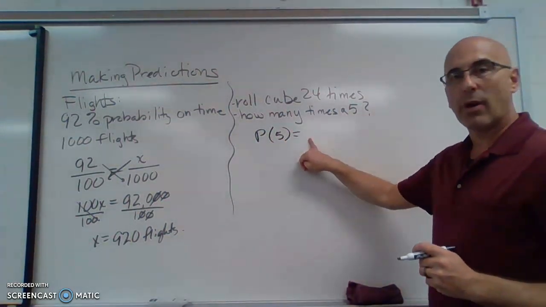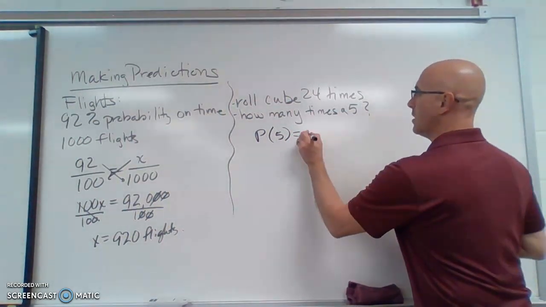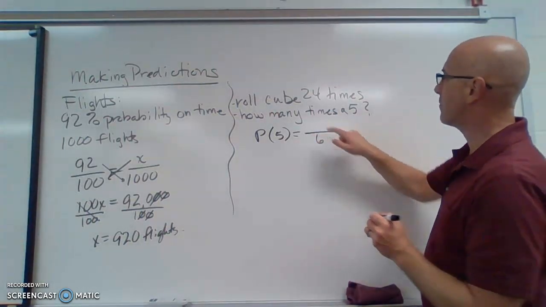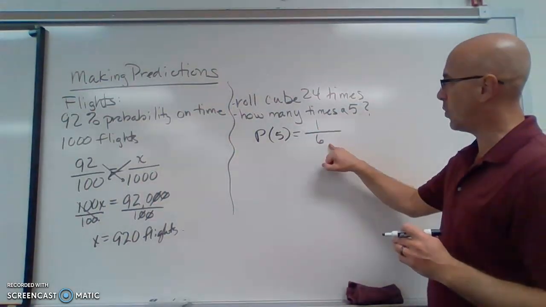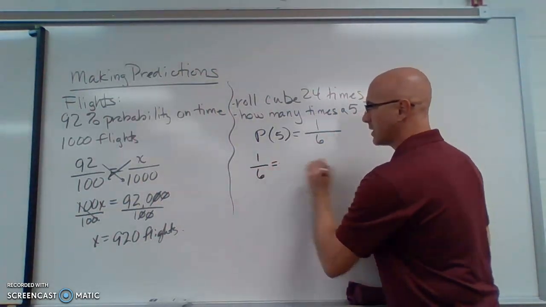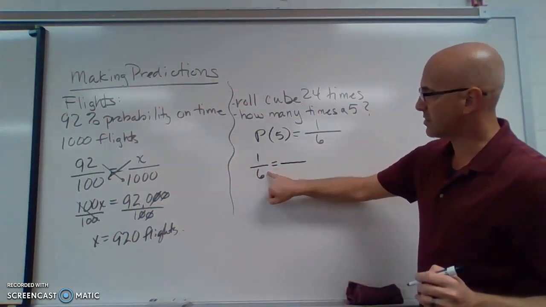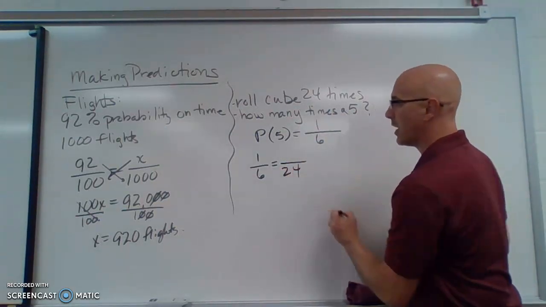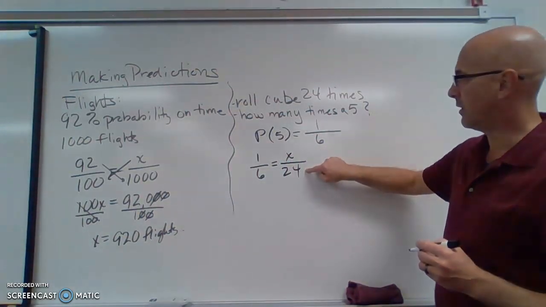So we know that probability is the number of successes over the total number of outcomes. So the total number of outcomes is 6. And to get a 5, there's only one chance. So the probability is 1/6. So we are going to set up our proportions 1/6. So this is 1 chance out of 6 chances. So we know we are rolling the die 24 times. We want to figure out how many times we are getting that, the 5.